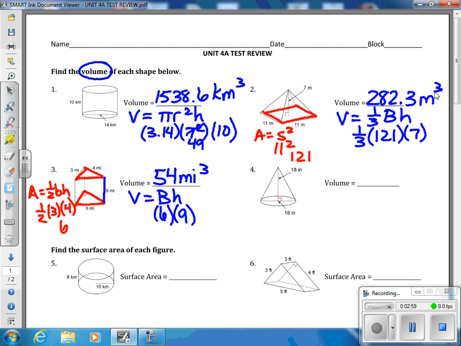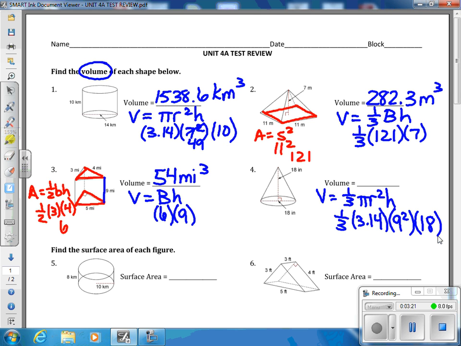Okay, number 4 is a cone. So we're going to use the formula V equals 1/3 pi r squared h. And again, we have the 1/3 there. Pi is 3.14. If you look in the picture for the radius, they didn't give you the radius, they gave you the diameter. 18 is the diameter. Half of 18 would be 9, so your radius is 9 squared. And then the height is 18.